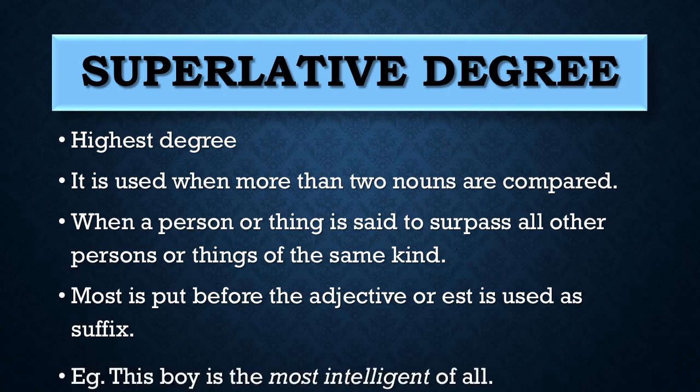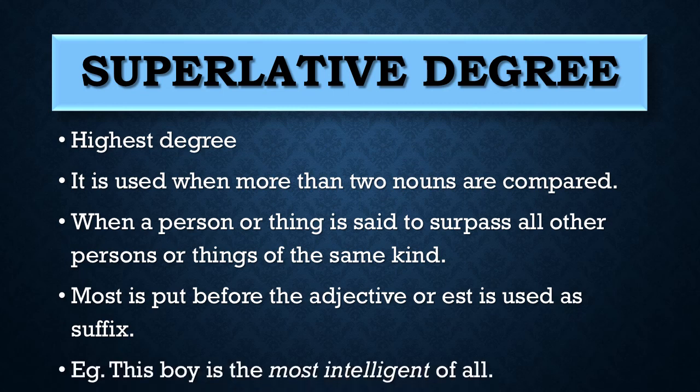For example, this boy is the most intelligent of all. Here, the boy is said to surpass all other persons with respect to intelligence.